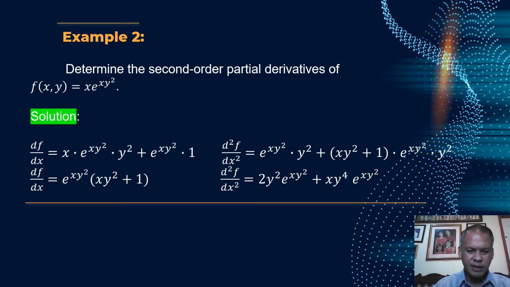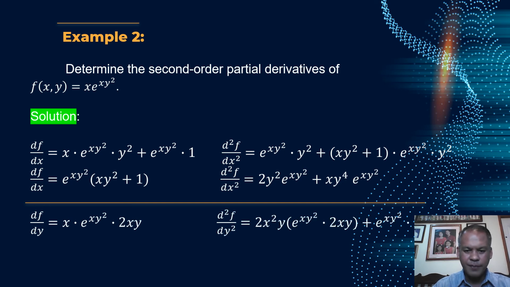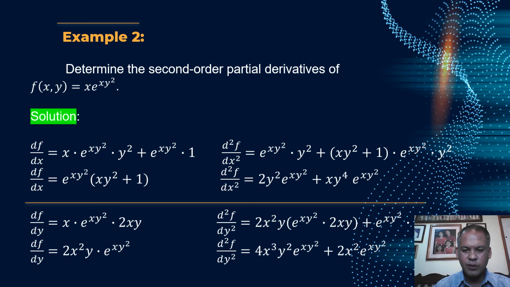And finding the second derivative of this now with respect to y again, we can have 2x squared y times the quantity e raised to xy squared times 2xy, which is by chain rule, then plus e raised to xy squared. And simplifying this, we come up with 4x cubed y squared times e raised to xy squared plus 2x squared times e raised to xy squared.